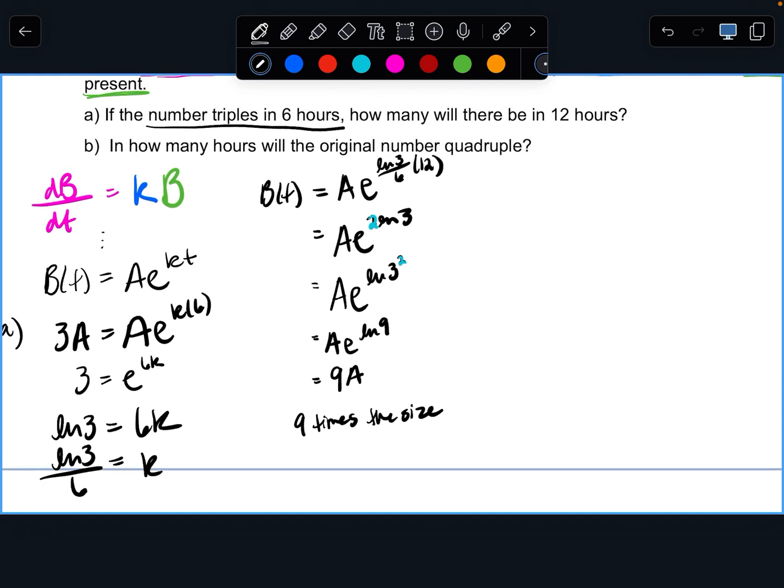Okay. And again, usually this is multiple choice. So you'll see the options, like 5 times the size, 6 times the size, 9 times the size, all of that written in there.